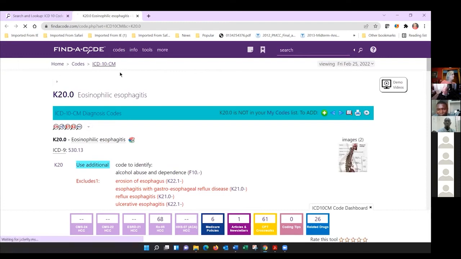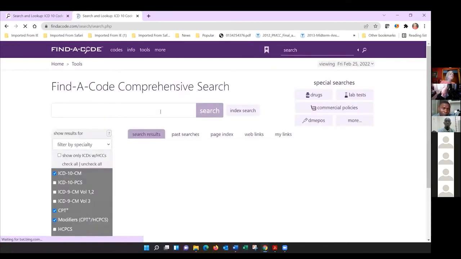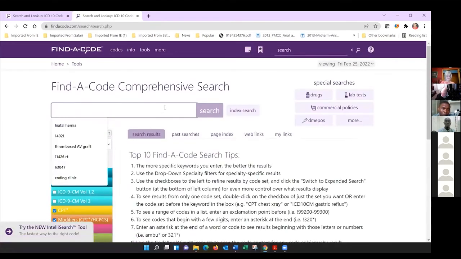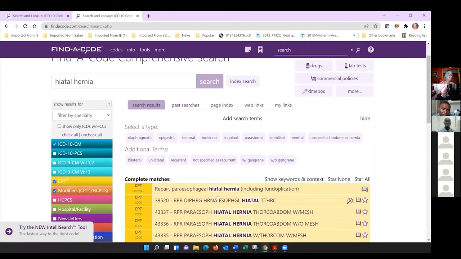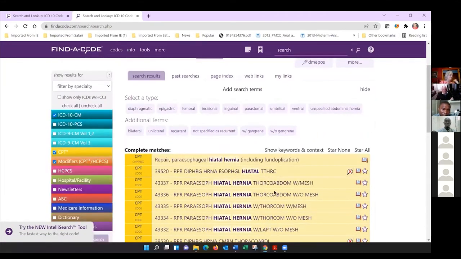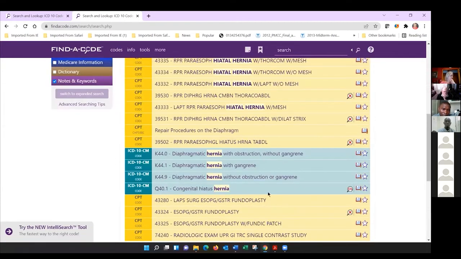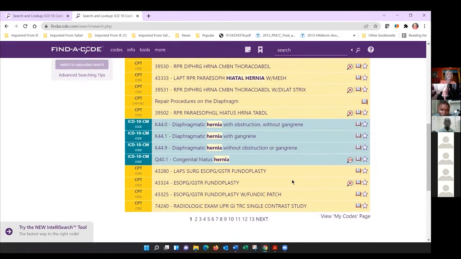All right. So I'm going to go back here. And what's my next diagnosis? Hiatal hernia. All right. That's my CPT codes. I'm not into that. I don't see the word hiatal. So I need to know what a hiatal hernia is, don't I?